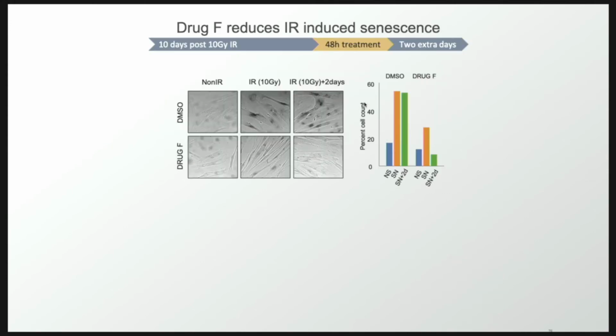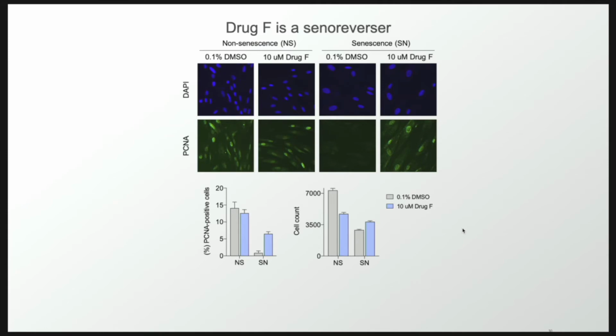Using this approach, we can see that there are actually fewer senescent cells when you treat with drug F. So it seems to be reversing senescence in this way also. And in fact, if we look at what happens to the cells, not only does senescence appear to be reversed, they actually start expressing PCNA again, and there's cell growth compared to control. So they're going back into the cycle and starting to grow again.